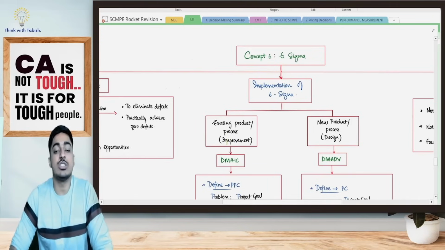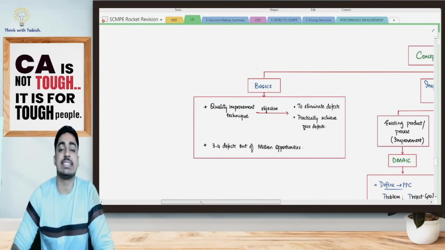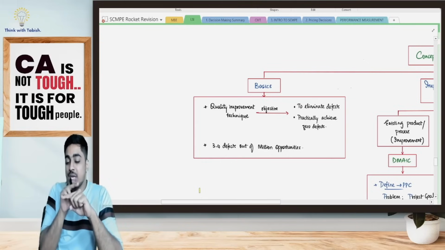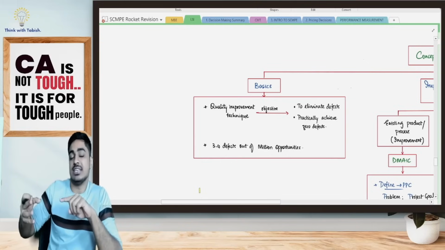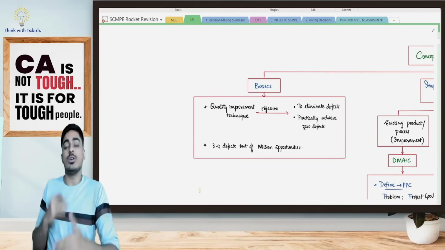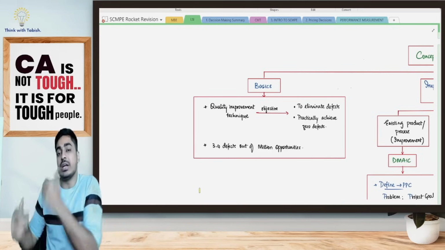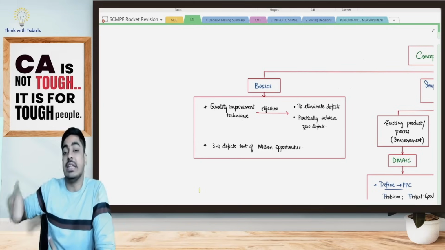Next, we have the next concept, which is Six Sigma. I've already told you, TQM is the journey. Six Sigma is the destination. TQM is telling us to continuously improve the quality of goods. If we keep improving continuously, what will happen? I will reach Six Sigma.